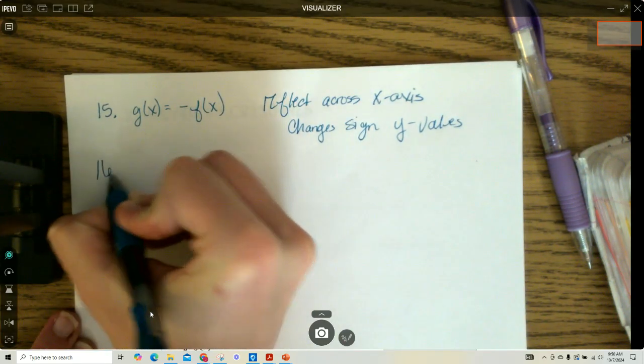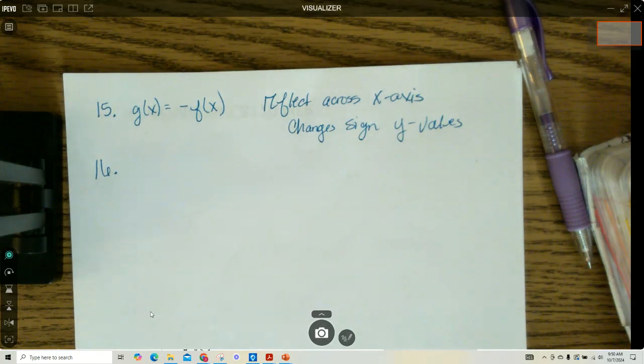I don't think we did a lot with graphs last year. I think it was all tables, and then they had to write an equation from the table. So this is not quite that bad yet.